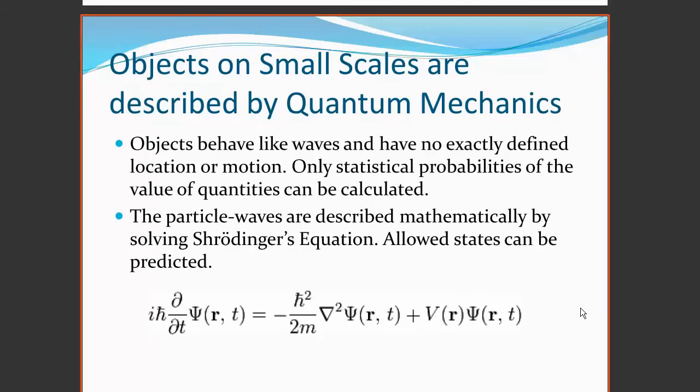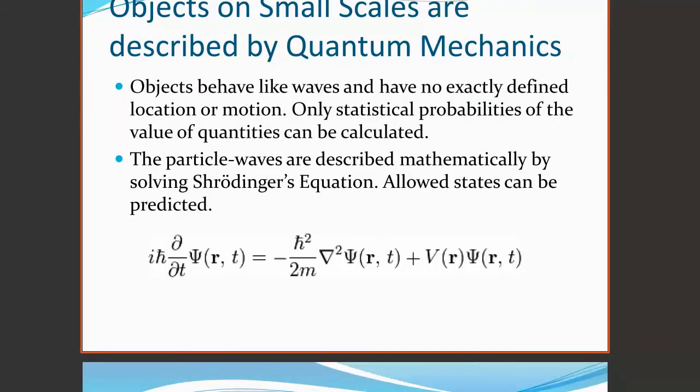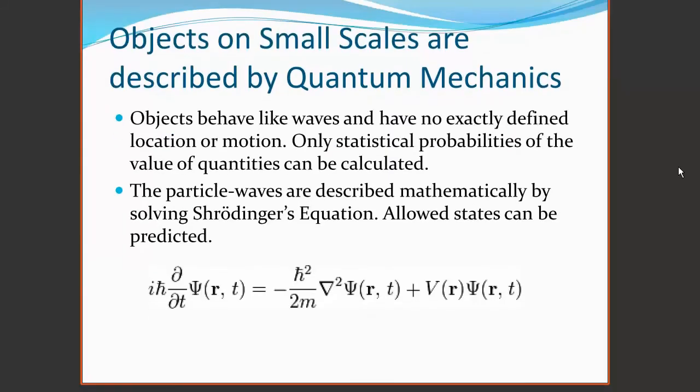In order to come up with a more accurate theory, physicists realized that objects behave differently on a small scale than they do on a large scale. The laws that govern particles on a small scale are called quantum mechanics. And on a small scale, objects behave like waves and are described by a wave function, shown here by the symbol psi.